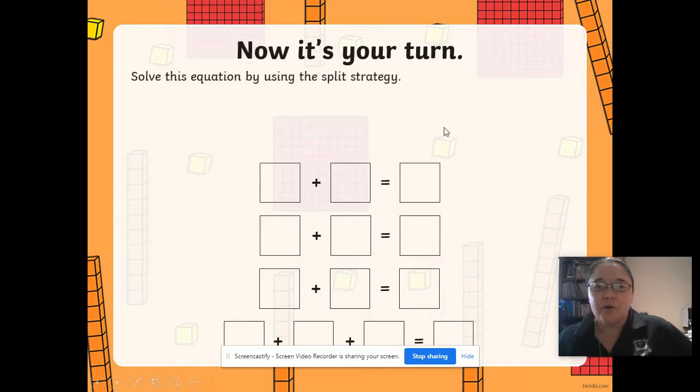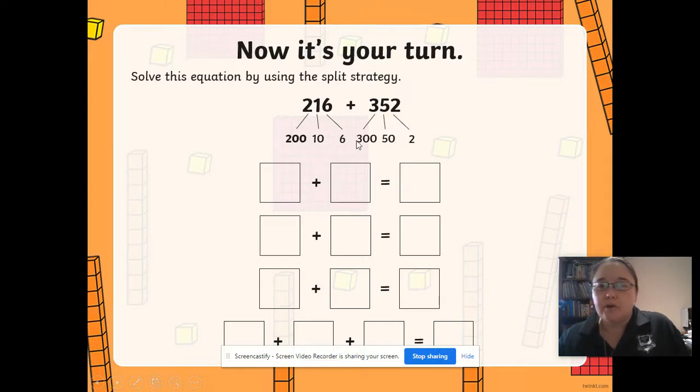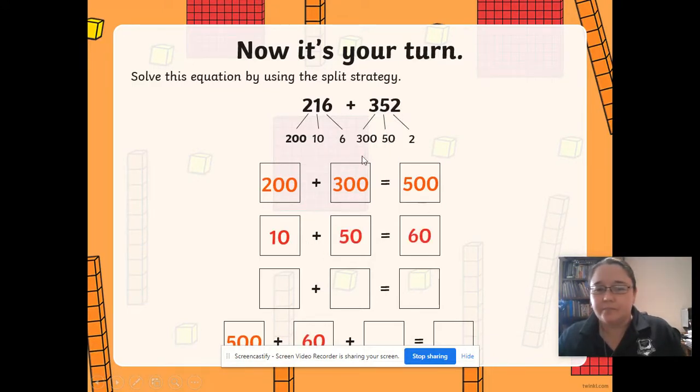Okay, so we're going to work on this one. So 216 plus 352. So let's split those into their hundreds, tens, and ones columns. So we've got 200, 10, and 6 for 216, 300, 50 and 2 for 352. So what we're going to do first is we're going to move our hundreds down first. So we've got 200 plus 300, and obviously that equals 500. It's nice and easy. So now we're going to go to our tens. So we've got 10 plus 50, and 10 plus 50 equals 60.